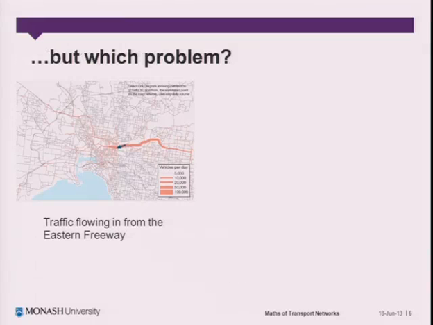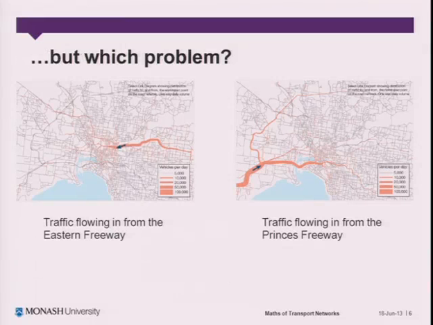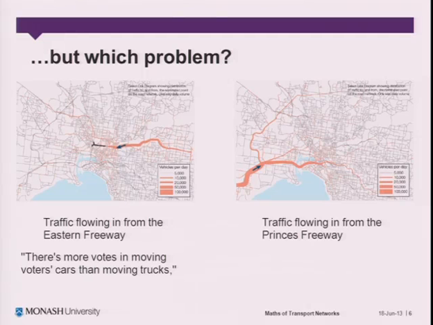But if we actually look at the measurement of the traffic flows, there's a larger flow from the southwest than there is from the east. So in some sense, the choice of building the initial phase up at the top, joining from the east link, is probably motivated by all kinds of things apart from optimizing the traffic flows. That's a quote from Nick Economou, senior lecturer at Monash: there's more votes in moving voters' cars than moving trucks.